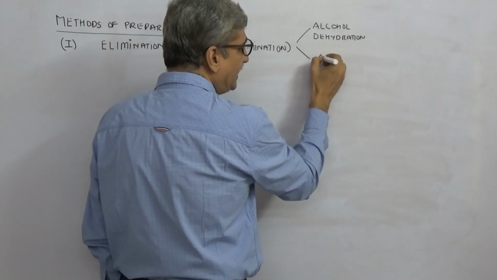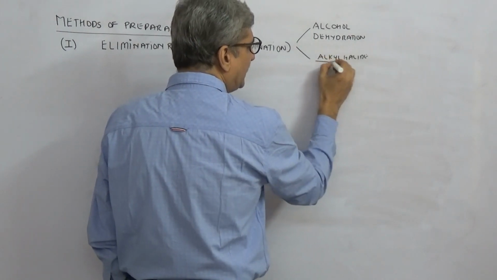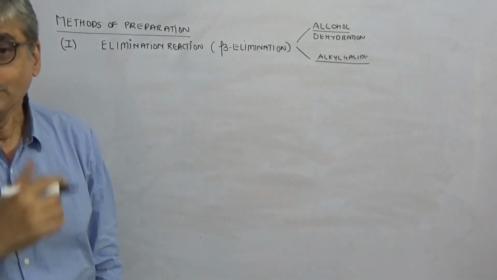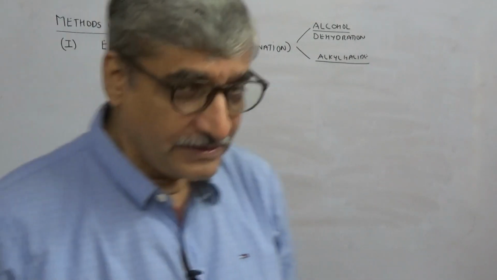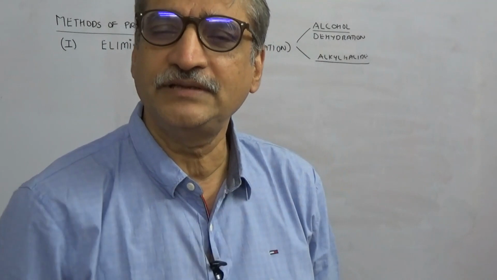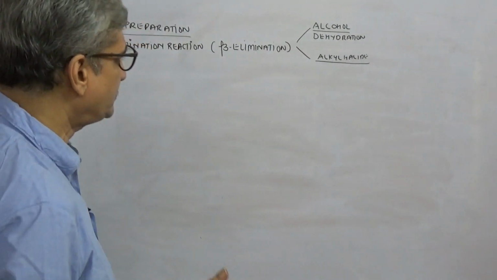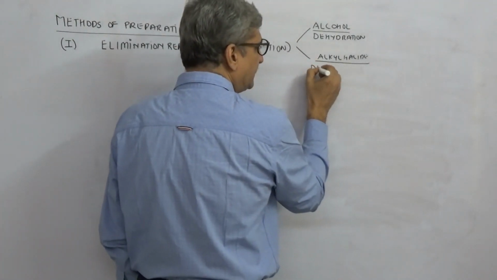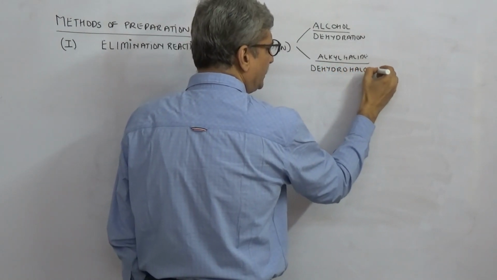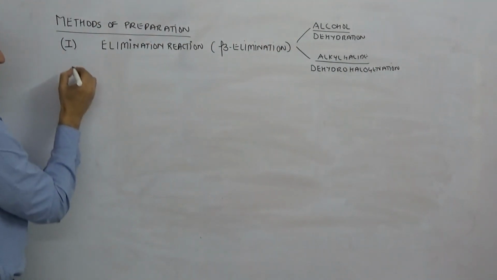Or you have an alkyl halide. In the case of an alkyl halide, you remove a halogen and the adjacent hydrogen. That's why it's called beta elimination. Because the carbon containing the halogen is called the alpha carbon atom, the carbon atom adjacent to that is called the beta carbon, and the hydrogen on that is called the beta hydrogen. So this is also called dehydrohalogenation. Is this clear?